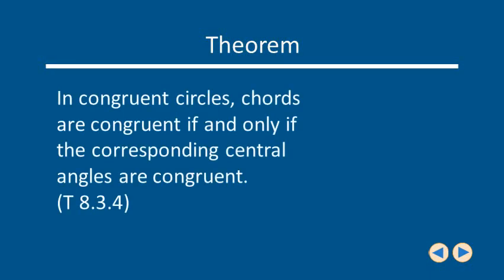All right, here is another theorem. In congruent circles, chords are congruent if and only if the corresponding central angles are congruent. So first we were doing it from the perspective of the congruent arcs, excuse me. Now we are doing it from the perspective of the congruent central angles. And again, this should make sense to you because if those central angles are congruent, then the arcs are congruent. If those arcs are congruent, the central angles are congruent, and therefore these chords are congruent as well.